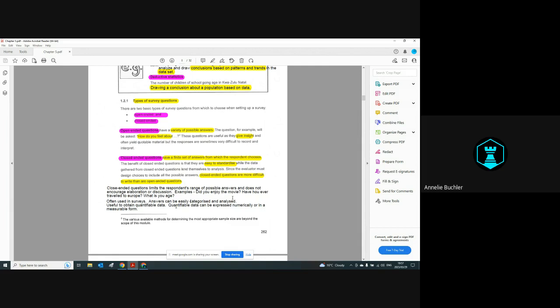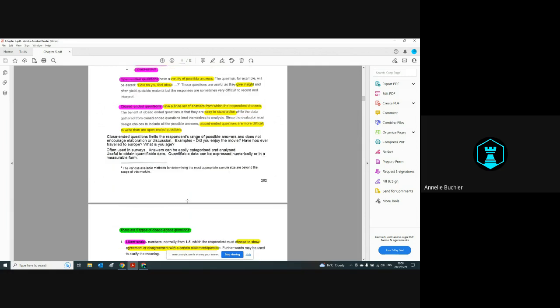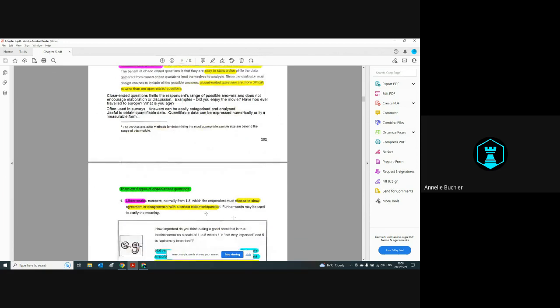Answers can be easily categorized and analyzed, and it's very useful to obtain quantifiable data. Quantifiable data can be expressed numerically or in a measurable form. So quantifiable data can be measured. Okay, so this is just to add on to the close-ended questions. Now, there are 5 types of close-ended questions. Now, this is where we get to the statistics, okay?